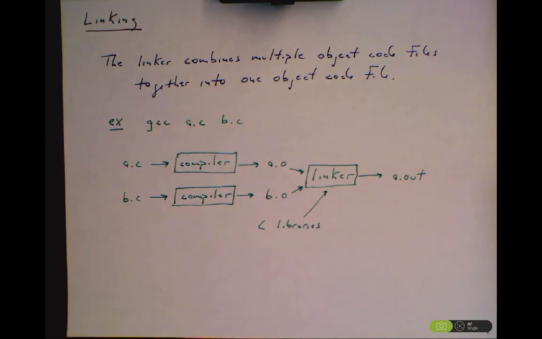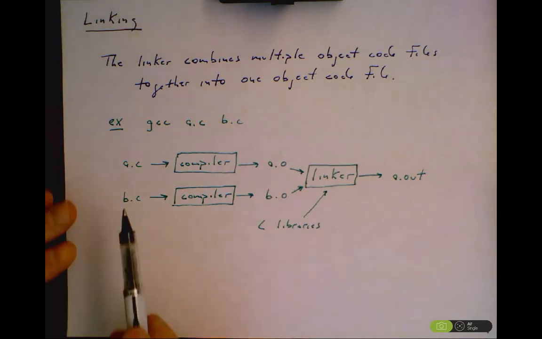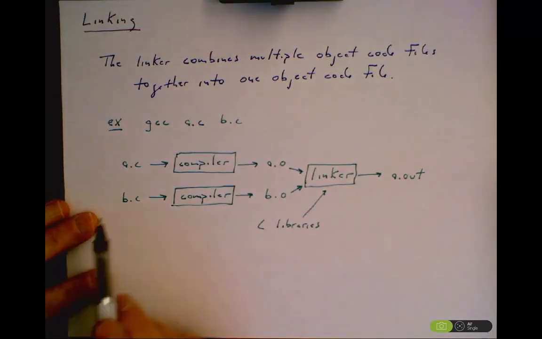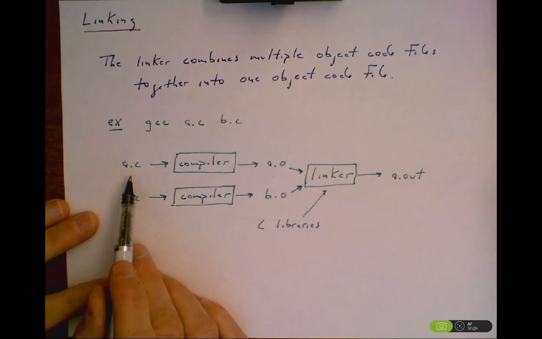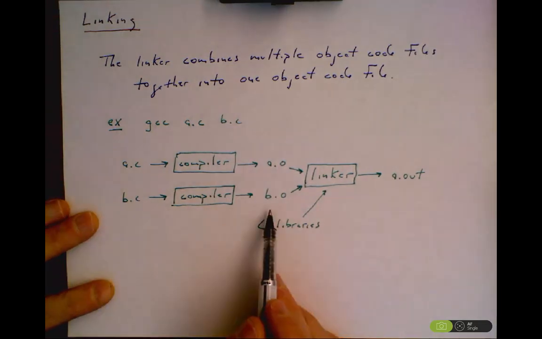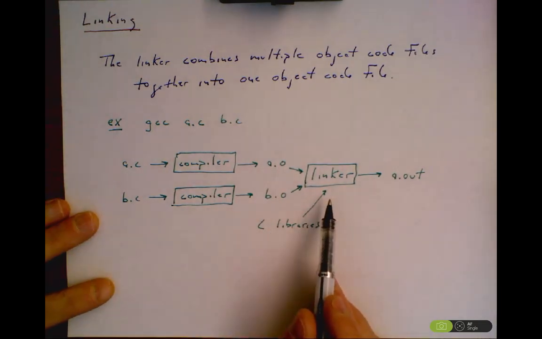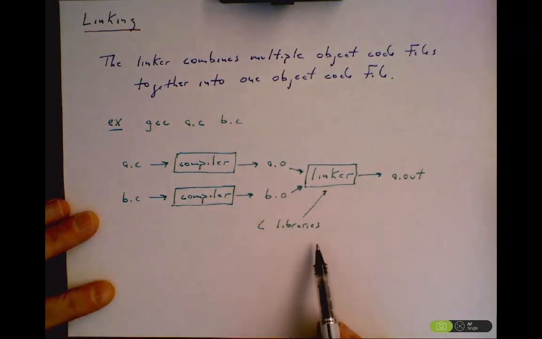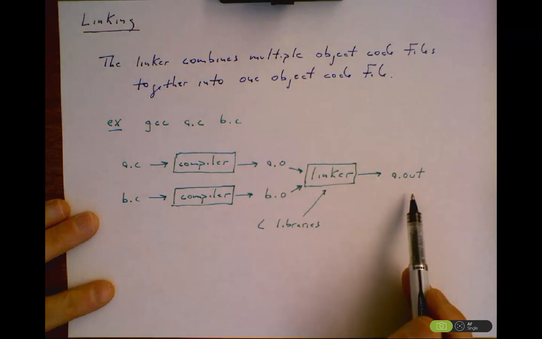In particular, if you are compiling two C files, what the compiler is going to do is actually compile each C file individually into an object file, and then the linker is asked to combine the two object files together along with C libraries that contain things like printf in order to produce your a.out.